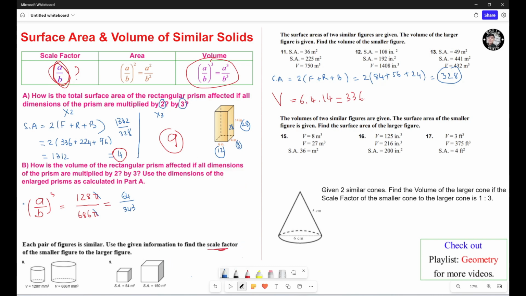So if we take the cube root of this one, this guy becomes A over B equals the cube root of 64, which equals 4. The cube root of 343 equals 7. So the scale factor equals 4 over 7. Alright, number 9 is similar, you can do it.